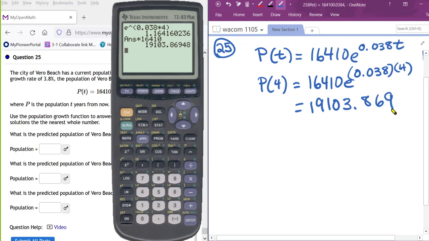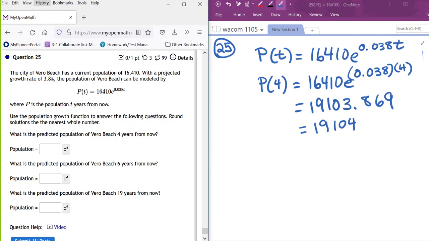And this one I think said to the nearest whole number. And to the nearest whole number would be to the 1s. So an 8 would push it up. So 19,104. And there we go, expected population. So we'll stop there.